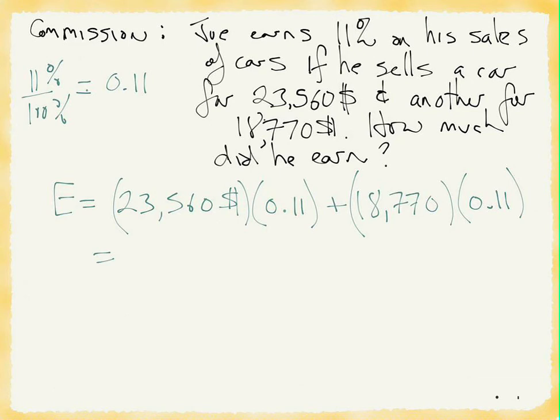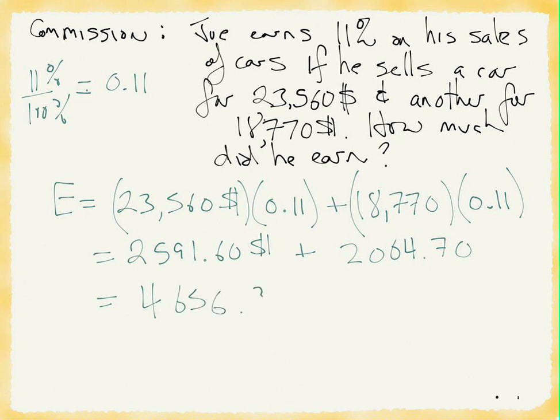23,560 times 0.11. We get $2,591.60, and 18,770 times 0.11 is 2,064.70, and then we add them together. So in this case, he made $4,656.30 for selling 2 cars.